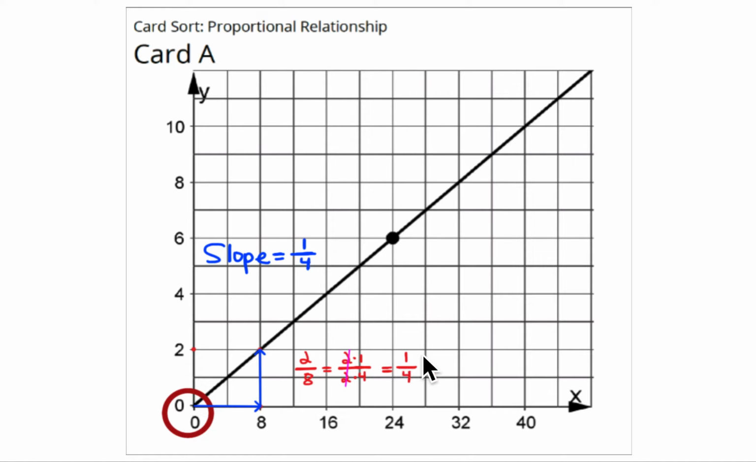So what that means is that the number of units along the y-axis is 1/4 the number of units along the x-axis, and that's true. 2 is 1/4 of 8. So you can write that equation. I didn't write the equation, but we did earlier. So y is equal to 1/4 x.